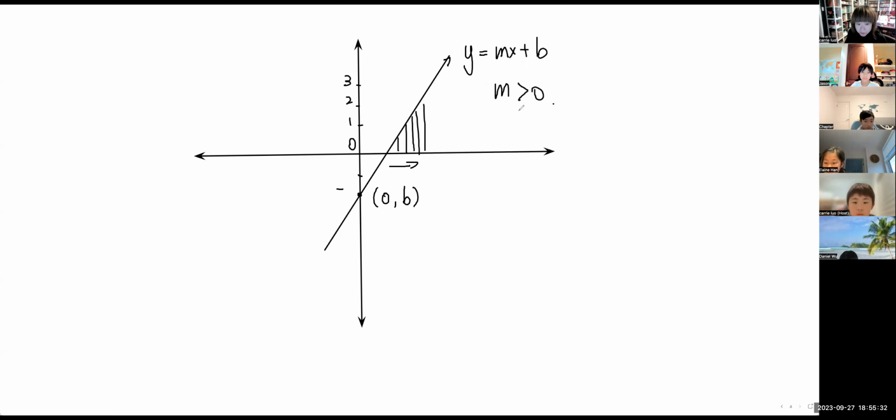This m is bigger than 0. So Oliver, we learned it on Monday, and Jason, we learned it on Monday, right? So we have to know this one. Daniel, you should know this one anyway.